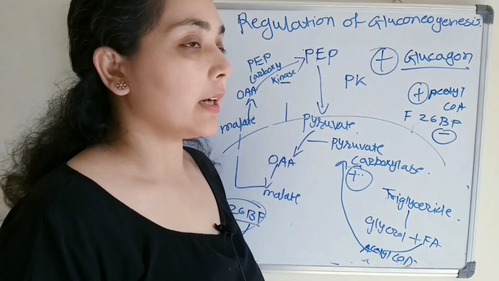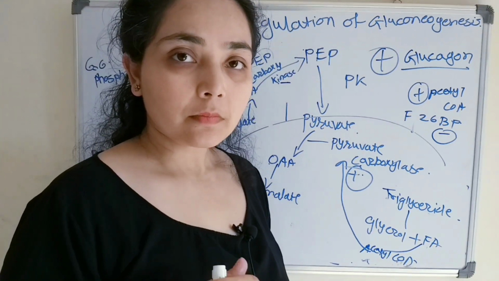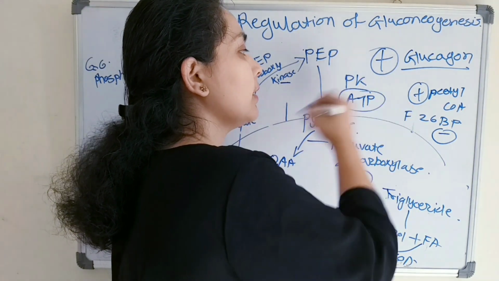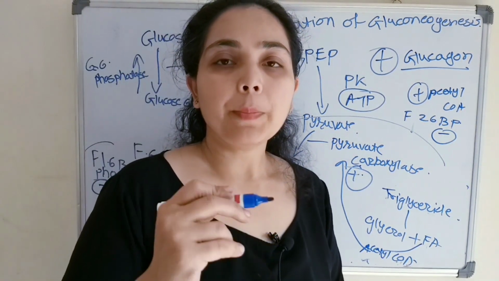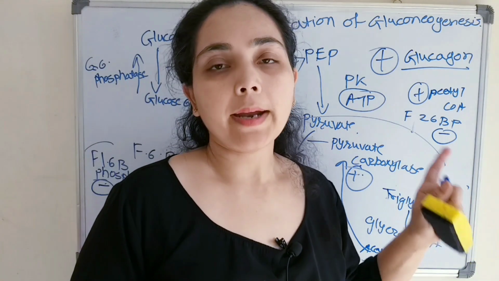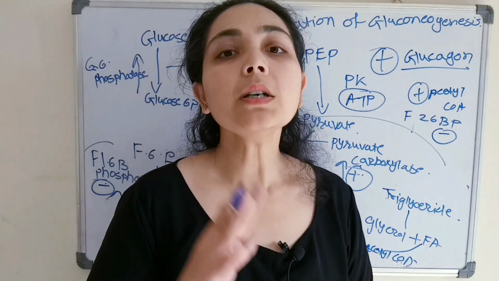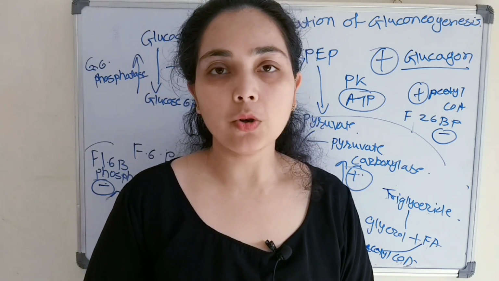So 3 things are there. One more thing, that is ATP. The presence of ATP also acts as a positive regulator of gluconeogenesis. So this is all about the regulation of gluconeogenesis.